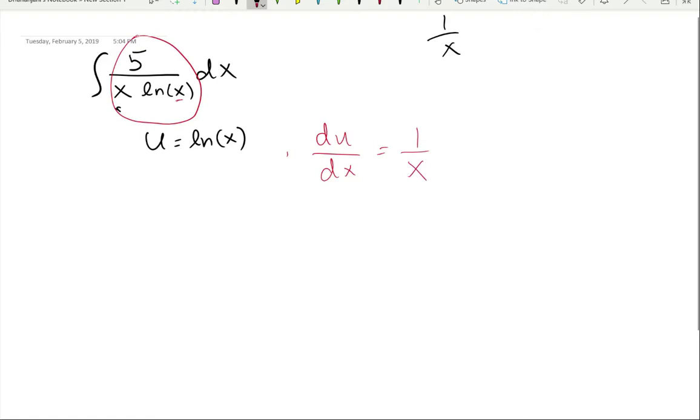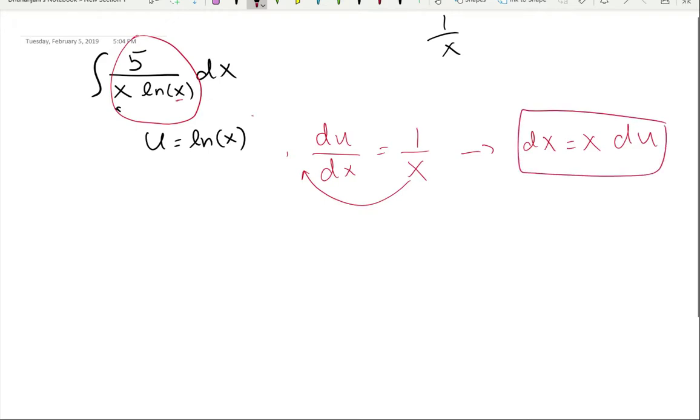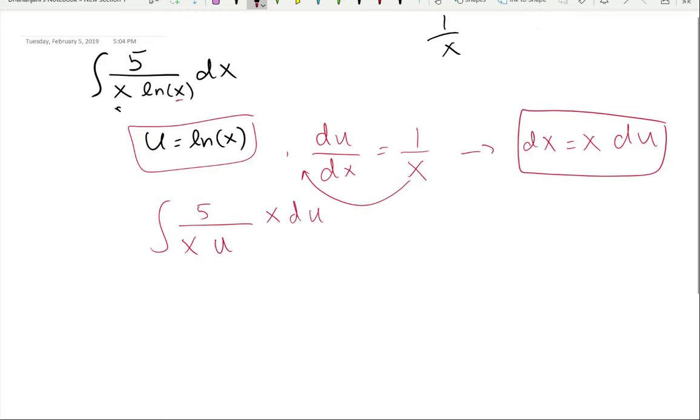Okay. Now we want to make dx the subject. So out from here, dx is actually, if you take x to the other side, be careful, it's x du, right? Okay, now we have two things that we need for our substitution. Then let's substitute. So 5 over x natural log x becomes u, dx is x du. Now you can see, we can see the cancellation by ourselves. So we are on the correct path.